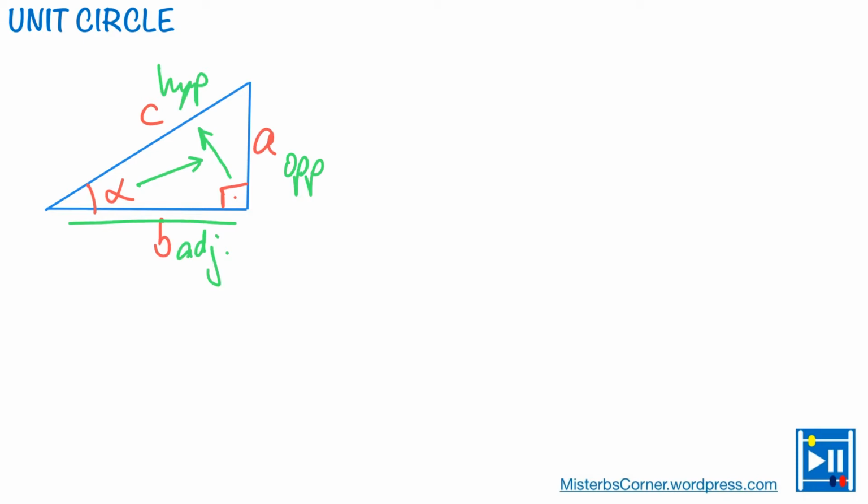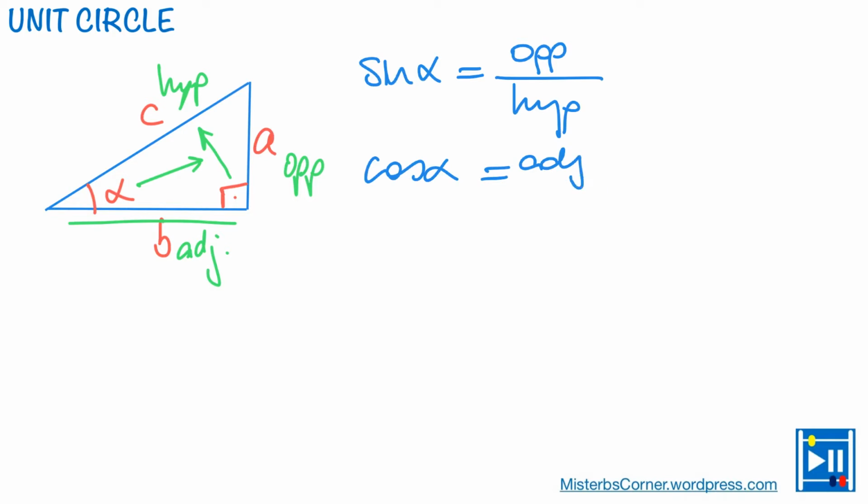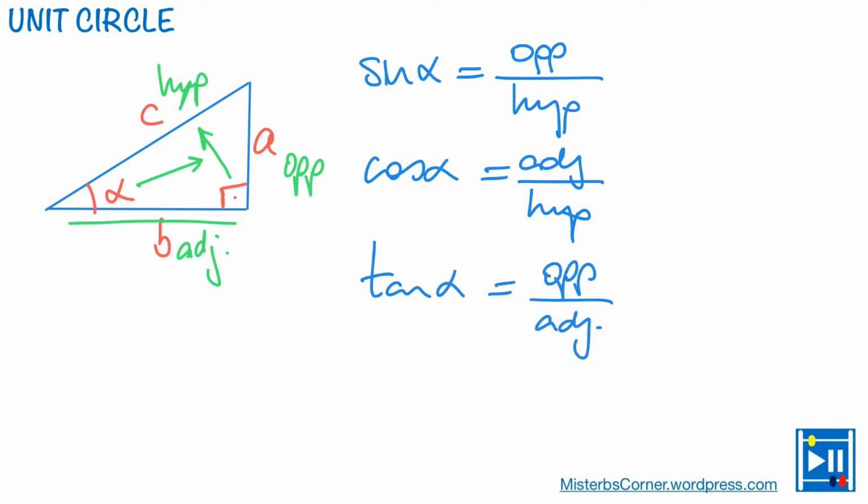So basically, the trigonometric ratios are like sine of alpha is equal to opposite over hypotenuse, right? And cosine alpha is adjacent over hypotenuse, right? And tangent alpha is defined to be opposite over adjacent.